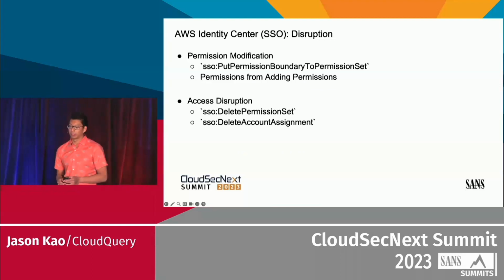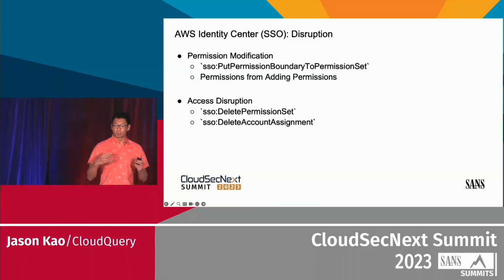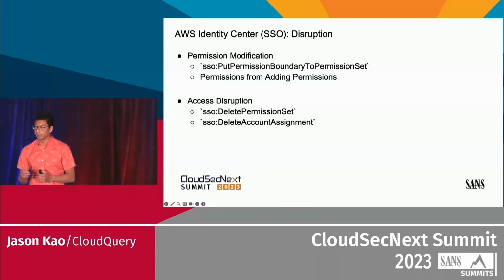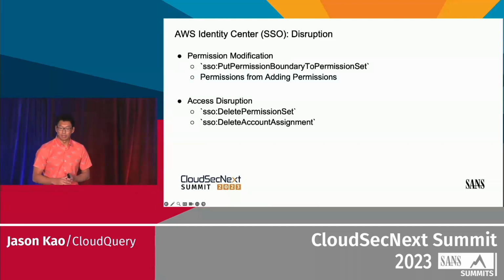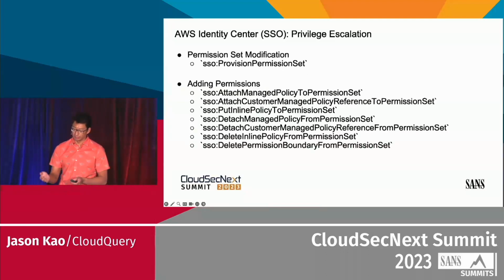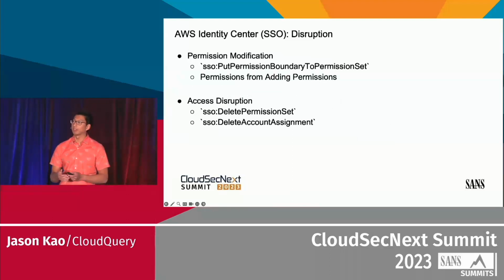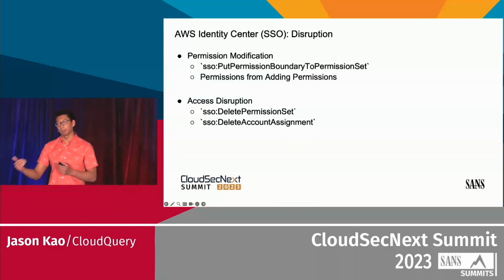And the last 2 things we want to talk about for disruption are permission modification. So one, I can add the permission boundary to the permission set and basically reduce the effective privileges, and also the permissions from the previous slide of adding permissions. The way I think about that is if we have, let's say, break glass access, a security team that has access across all these accounts, if I modify their permissions or even disrupt it, they may not be able to do incident response. It gives me, as an attacker, a little bit more time in the account.